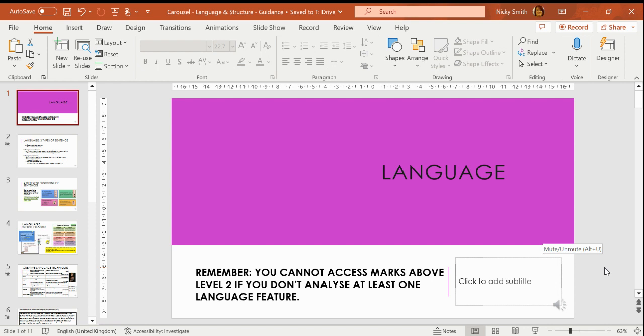I've intentionally chosen one of the many short texts I have that replicate the sort of section that you would be looking at for language. So I've just picked one at random and we'll look at it together.